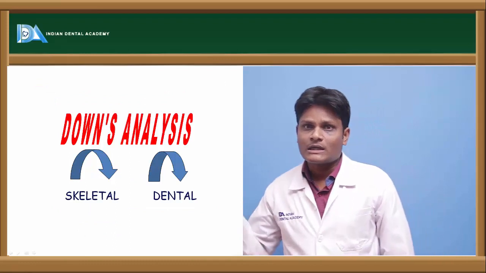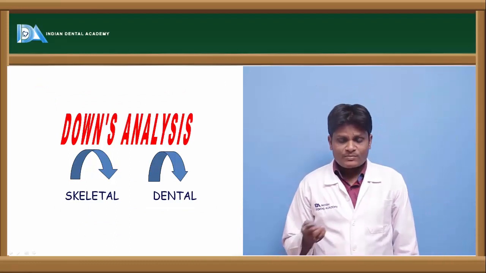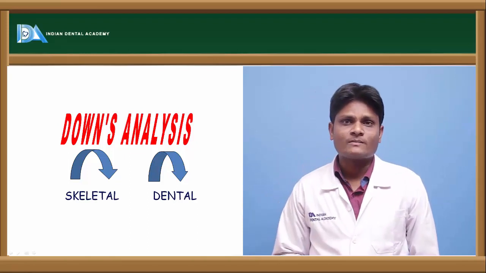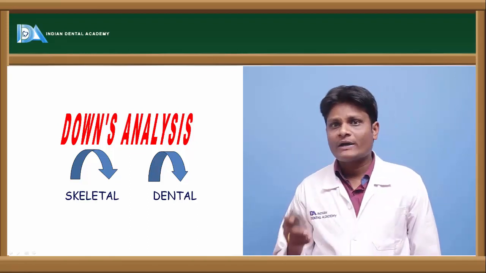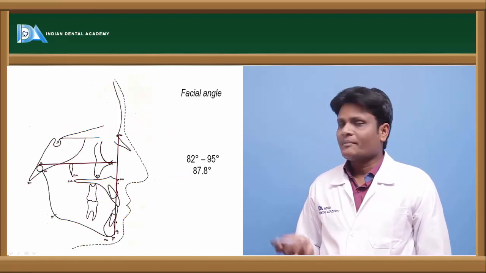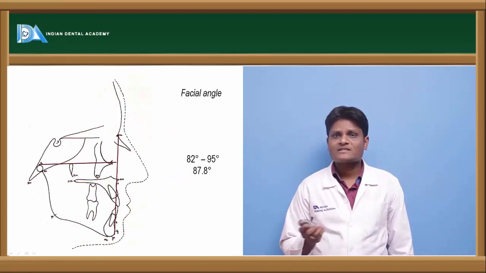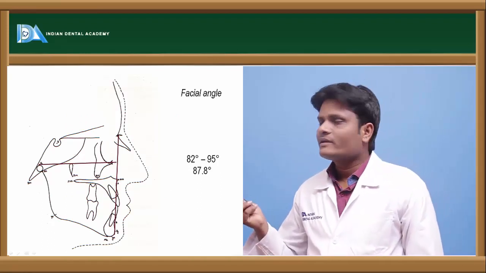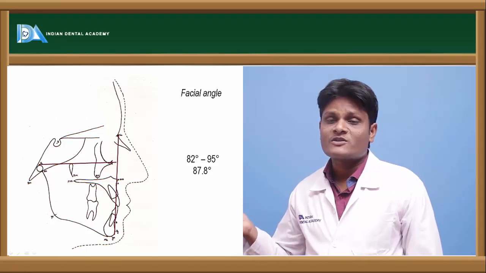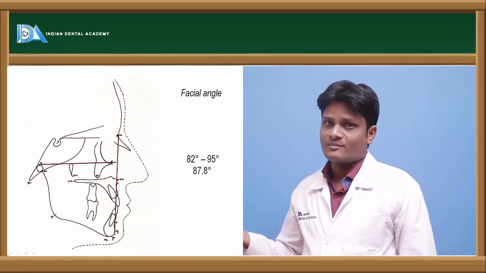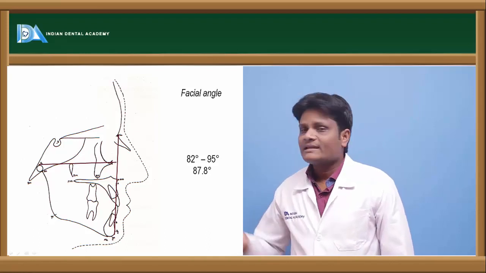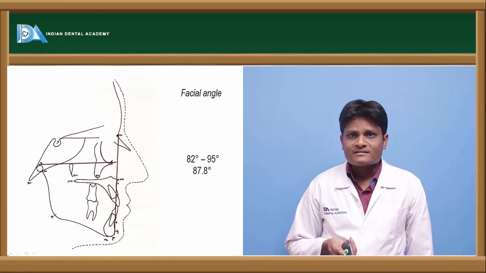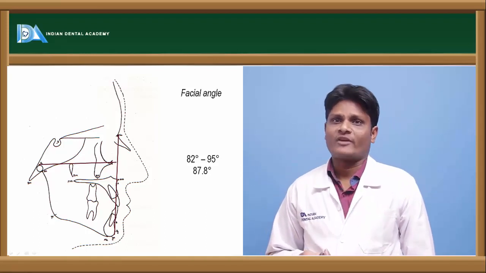Number one is Downs analysis. The first proposed analysis was Downs analysis. It has 10 parameters, 5 skeletal and 5 dental parameters. Coming to the skeletal parameters first, the first parameter is the facial angle. It's nothing but the angle between the FH plane and NPog or facial plane. The average angle is 87.8 degrees. This angle relates the mandible to the upper face.